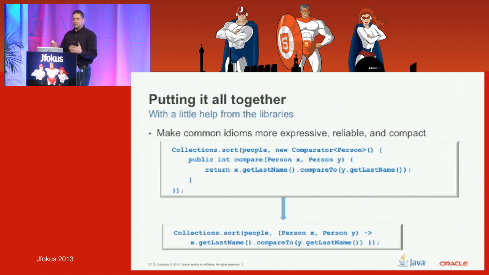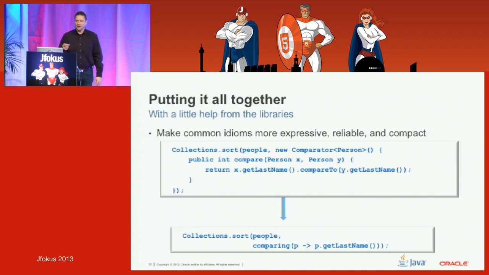Obviously, we can make that a little bit simpler. So we can say, let's just say comparing person P and P.getLastName. Again, this will allow the compiler to effectively replace that with a comparison between the two people. Then we can simplify that further by using the method reference and say person.getLastName.